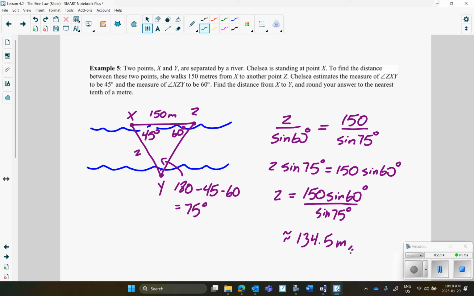So that's sine law. There will be situations where we can't use sine law. We don't have the right information to set up the equation, which means we need another law. And that's going to be cosine law, which we'll talk about tomorrow.